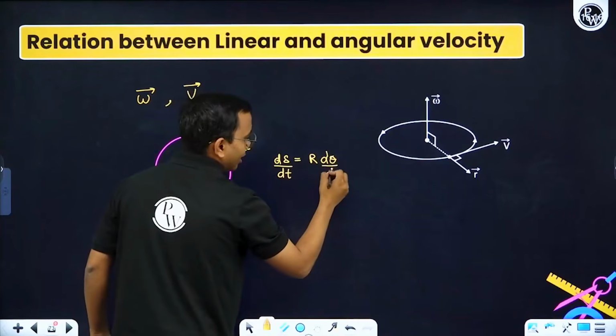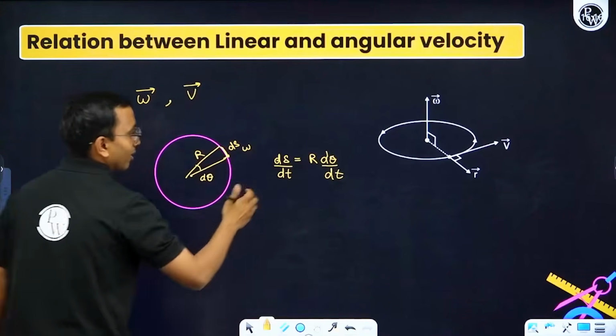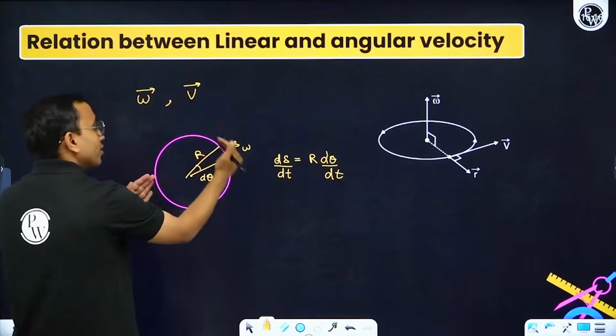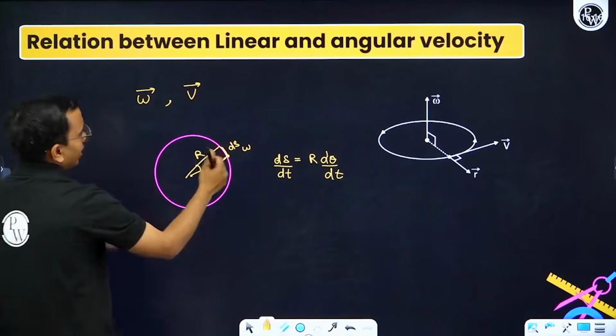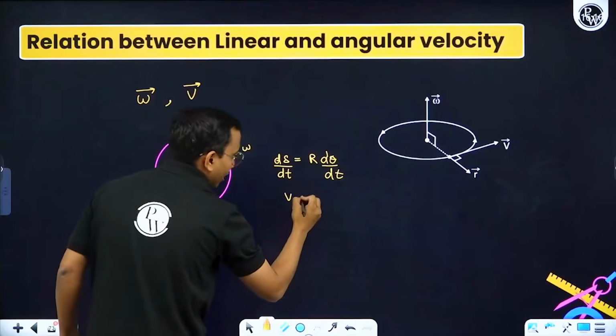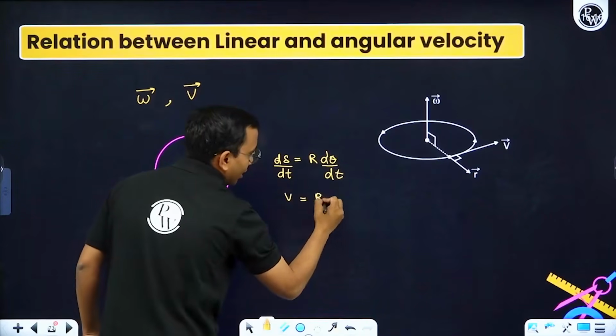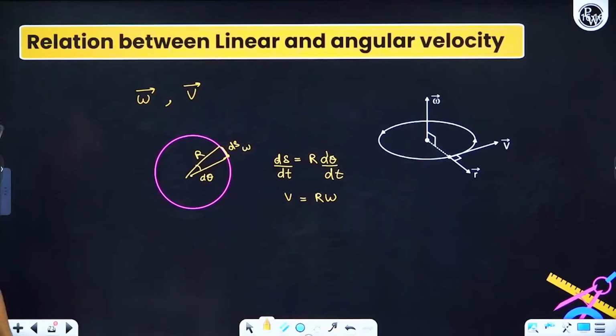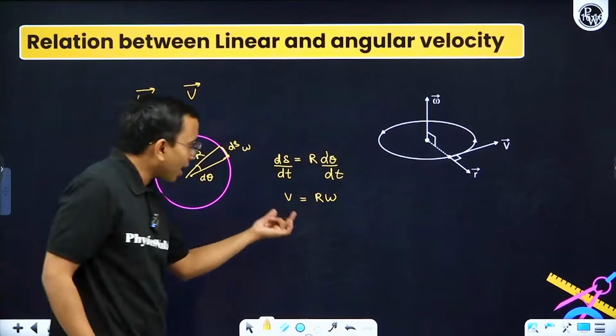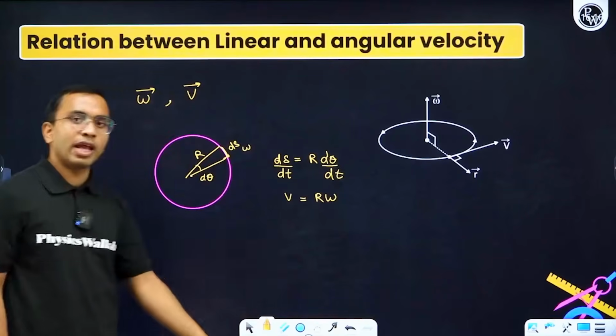Differentiate it with respect to time. So ds by dt, what is it? It is the velocity, the linear velocity, not angular. And r into d theta by dt is my angular velocity. So v is equal to r omega. This is the relation between the magnitude of the velocity and the magnitude of the angular velocity.